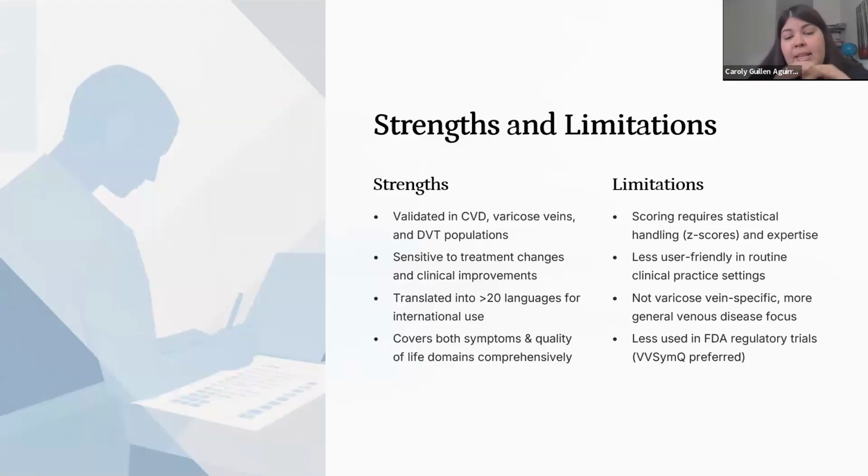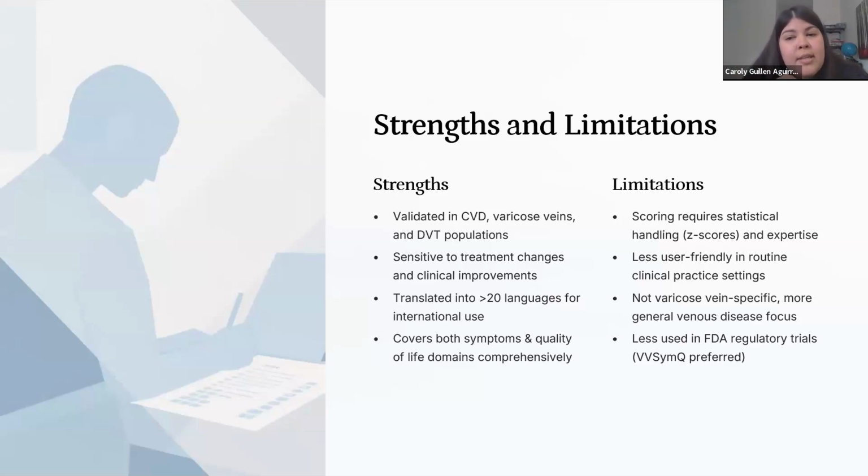The strength is that it's validated for chronic venous disease, varicose veins, and DVT populations, and is sensitive to treatment changes and clinical improvements. It is translated into more than 20 languages and is for international use, and covers both symptoms and quality of life domains comprehensively.